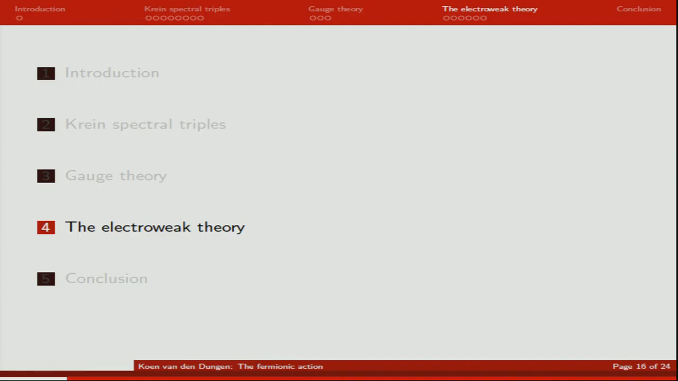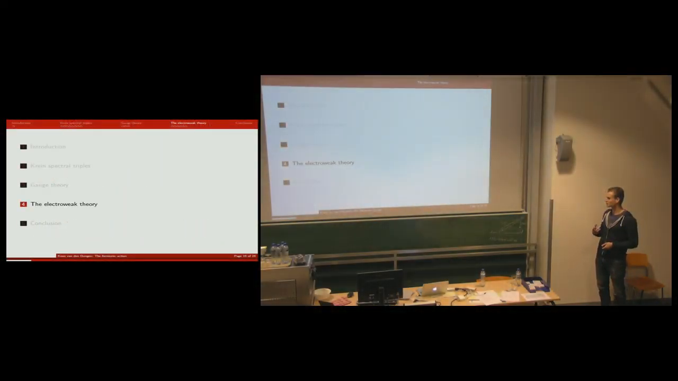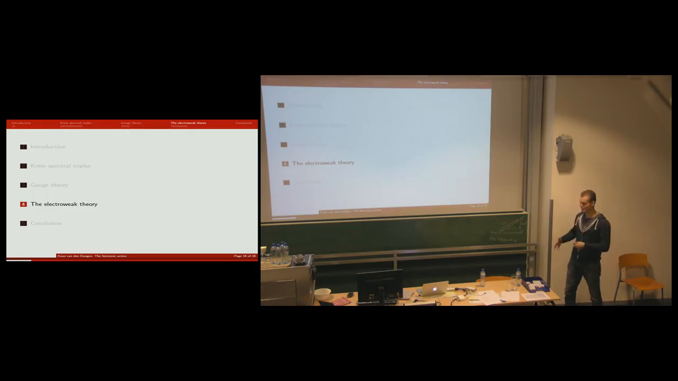So now let's have a look at how this works more concretely and how this relates to an actual physical Lagrangian. I want to describe the electroweak theory. The main reason I picked this example is that, on the one hand, it has sufficiently many interesting features. For instance, from the standard model, you get a Higgs field, you can have Majorana masses, things like that. So there's enough going on.